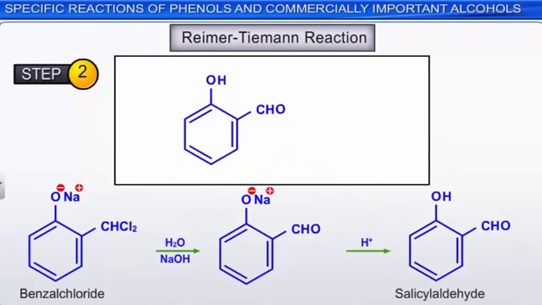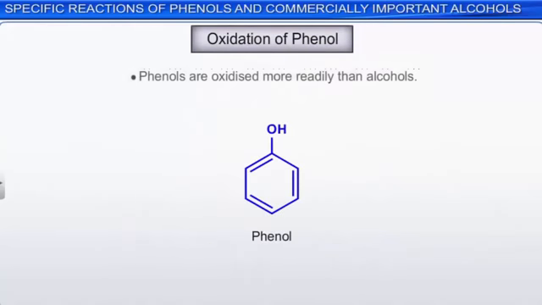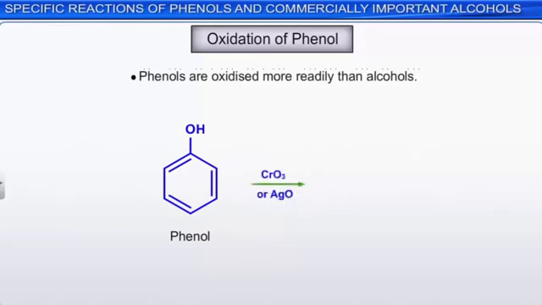Heating phenol vapors with zinc dust produces benzene as the major organic product. Here, phenol undergoes reduction in the presence of zinc dust to form benzene. Phenols are oxidized more readily than alcohols. Phenols can be oxidized either by chromic acid or silver oxide, a weak oxidizing agent, to produce conjugated diketones, which are commonly called benzoquinones.